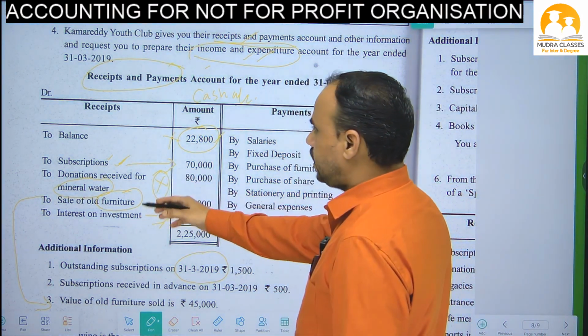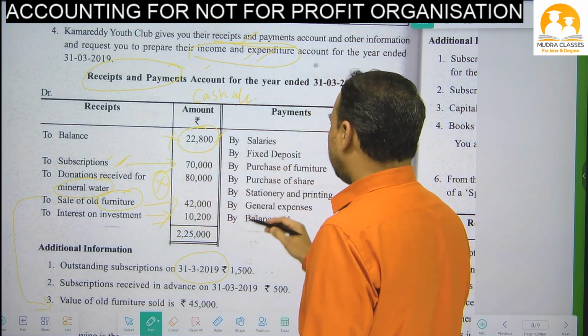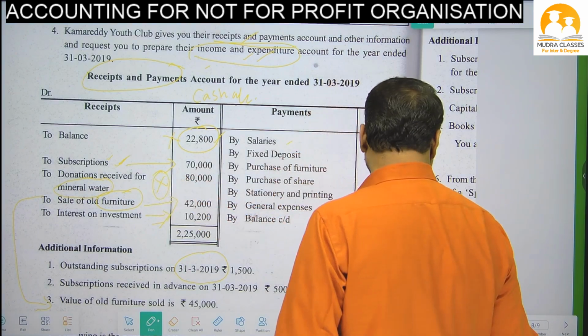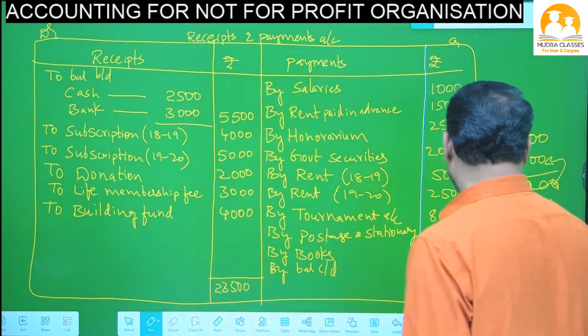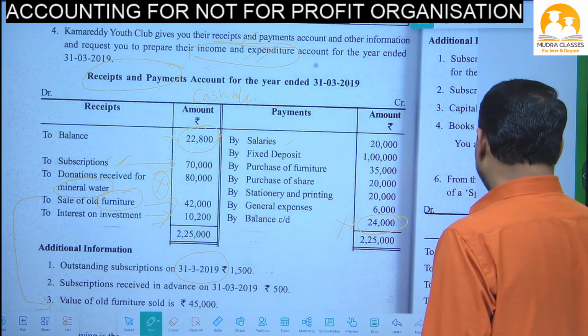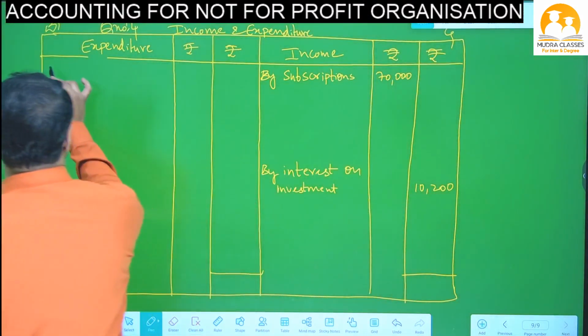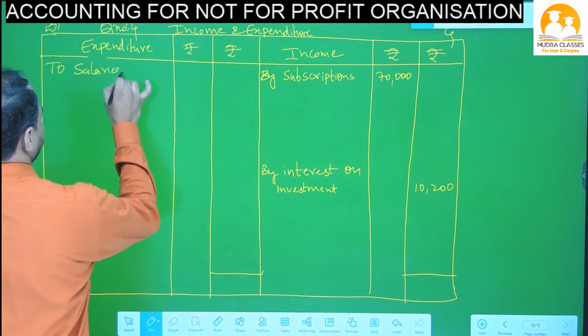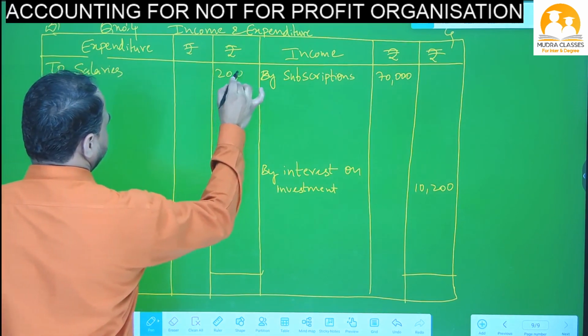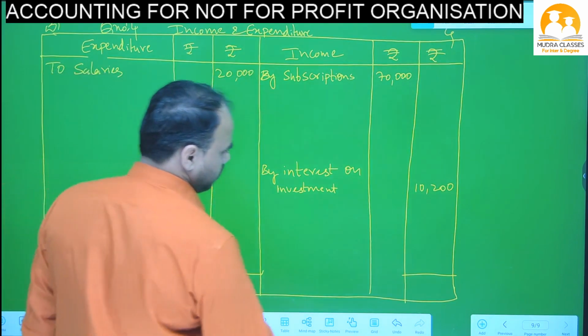Now the debit side, all items are completed, beta. Now come to the credit side. What is the first item given? Salary, so it is regular, every month we have to pay, so write down here to salaries 20,000. No adjustment, directly write in the outer column.